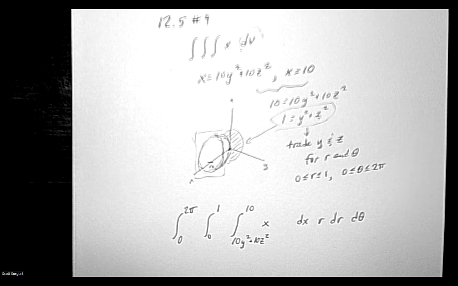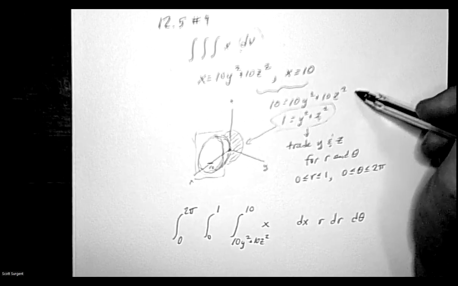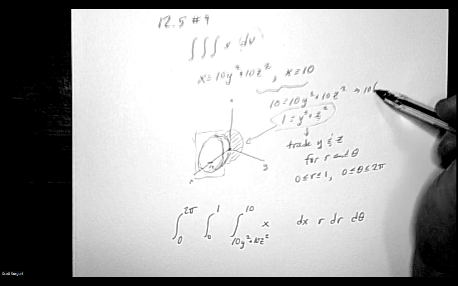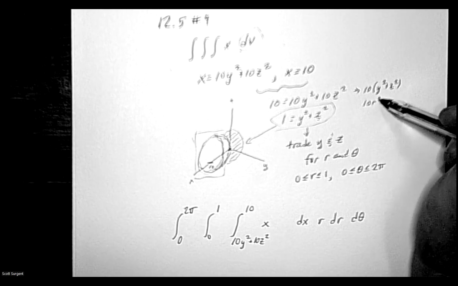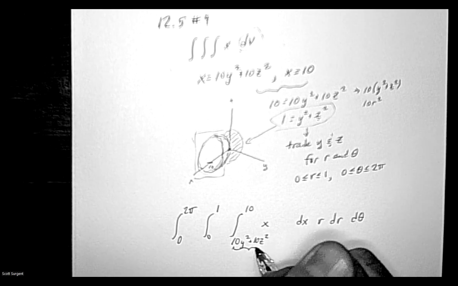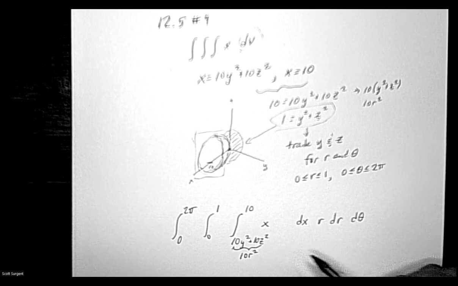Now, this is not quite correct because I've got too many variables. I would immediately trade out. So coming back to here, factor out the 10, you get y squared plus z squared, and that's actually r squared, 10r squared. So this is actually 10r squared. Okay, that makes sense. So now you've got yourself an integral that's going to work out dandy.